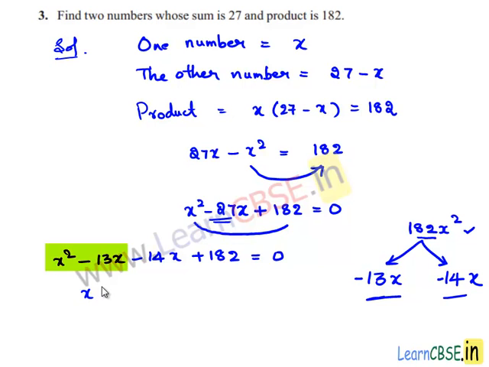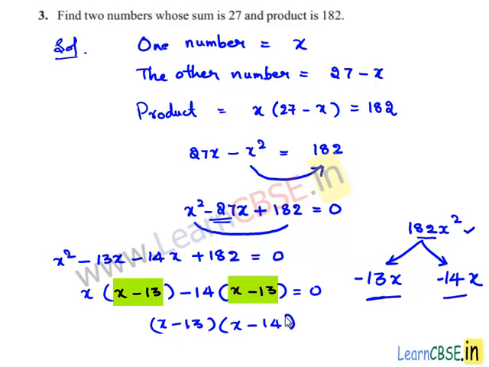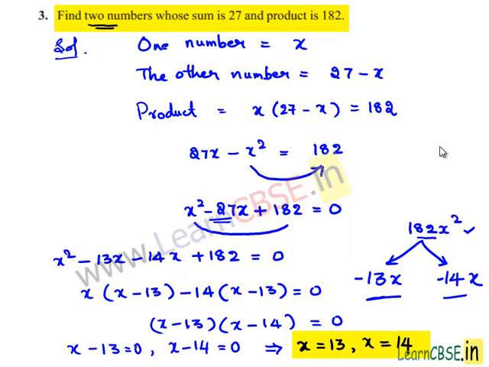x can be taken common from the first and second terms, and x minus 13 will be remaining. Minus 14 can be taken common, and x minus 13 will be remaining. Now x minus 13 can be taken common and the remaining terms will be x minus 14. This is equal to 0. We can write x minus 13 is equal to 0 or x minus 14 is equal to 0. This gives x is equal to 13 or x is equal to 14. Therefore, the two numbers are 13 and 14.